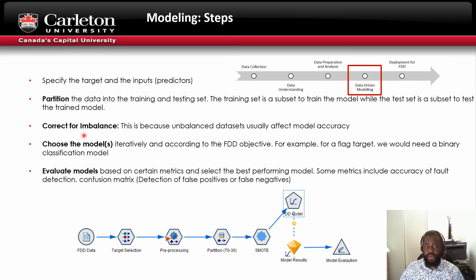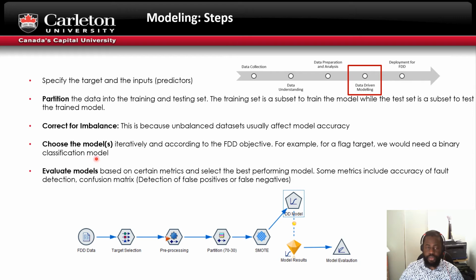And after that, we correct for imbalance, right? Because generally we don't have so many data points for false, because we expect the building to operate normally. So we need a method to correct for imbalance because unbalanced data sets affect model accuracy.